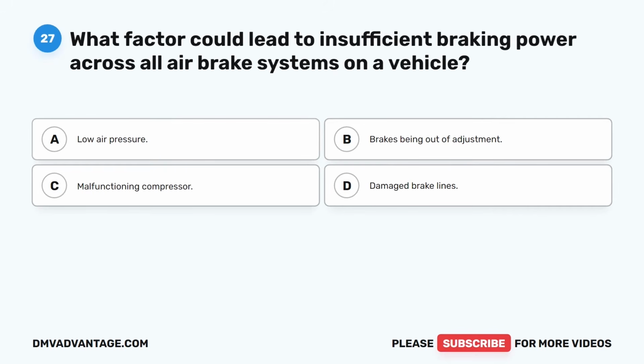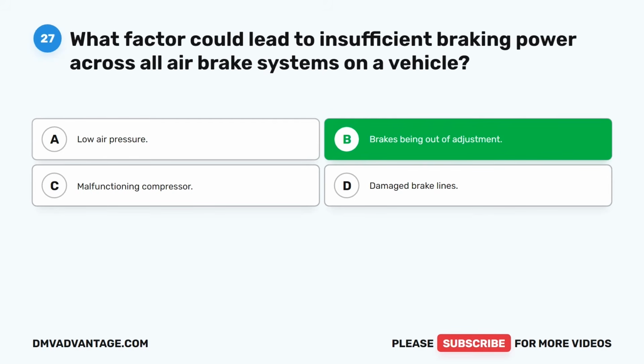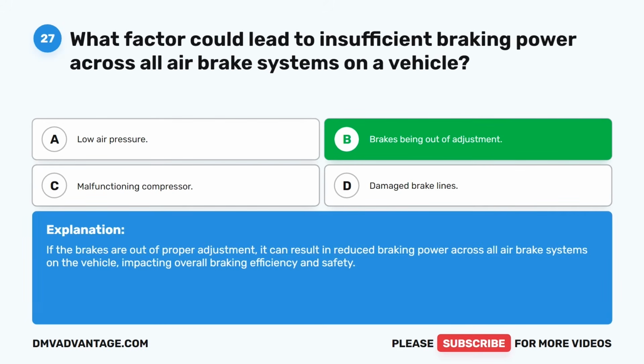Question 27. What factor could lead to insufficient braking power across all air brake systems on a vehicle? A, low air pressure. B, brakes being out of adjustment. C, malfunctioning compressor. D, damaged brake lines. The correct answer is B, brakes being out of adjustment. If the brakes are out of proper adjustment, it can result in reduced braking power across all air brake systems on the vehicle, impacting overall braking efficiency and safety.